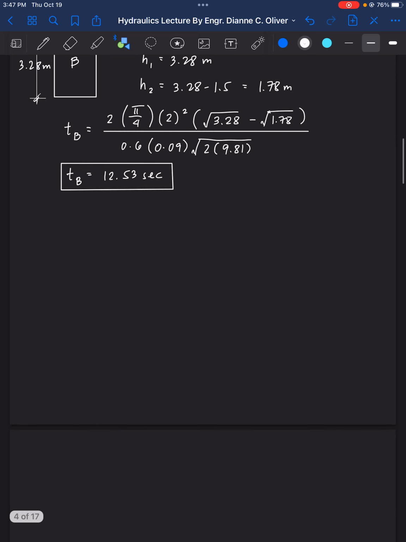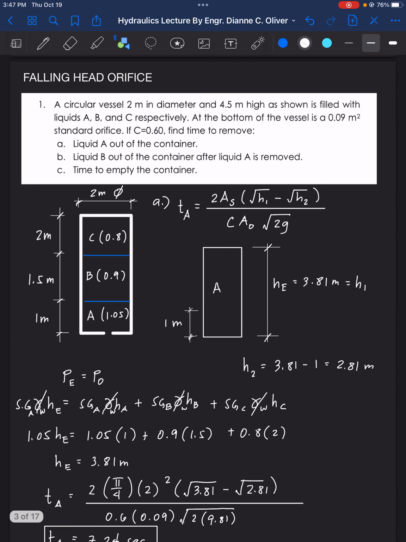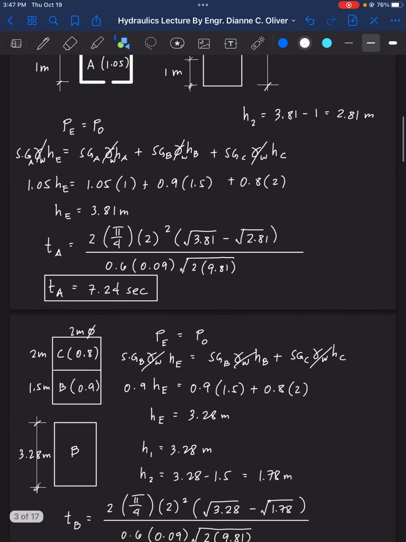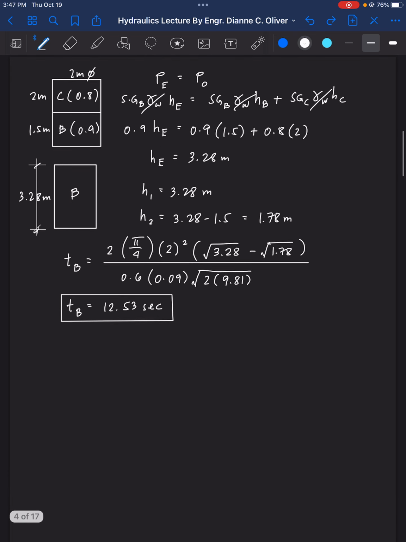Now let's go to liquid C, or problem C. Time to empty the container. So obviously for liquid C, what we have left here, there is no more looking for the equivalent H because we only have liquid C left. Here is our liquid C of 0.8 specific gravity, 2 meters high, with 2 meters diameter.